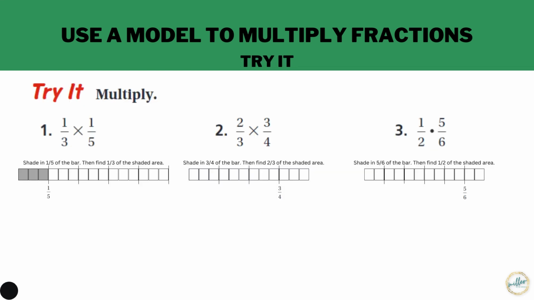Now it's time for you to try it. 1/3 times 1/5. Remember, that means 1/3 of 1/5. So start by shading in 1/5 of the bar, and then find 1/3 of that shaded area.